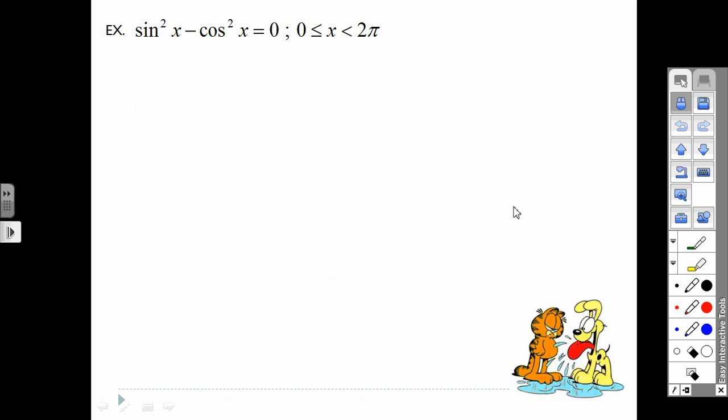We have sine squared x minus cosine squared x is equal to 0. And notice here we don't have the equal sign for 2 pi. Okay, so a couple different ways that we could approach this problem. One of them would be if we took this negative cosine squared x and we moved it to the other side, and then we could take the square root and then figure out all the places where that would occur.